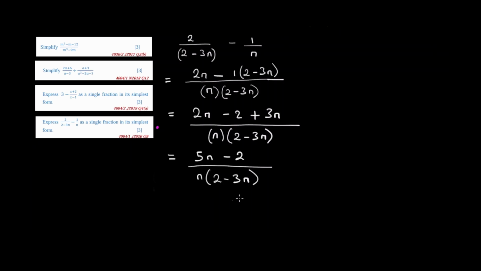Is there another way we can simplify here? We do not have one, because the 5n minus 2 we got from simplifying a fraction where we used this common denominator, n times (2 minus 3n). You get it? So this would be the sum of it. We are done. So this is our tutorial.